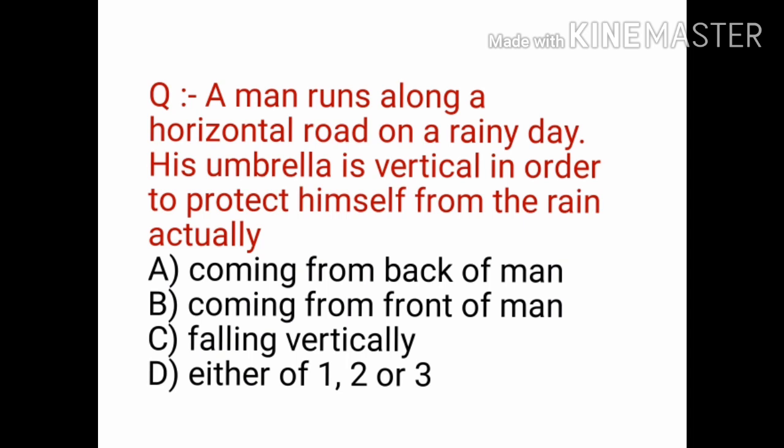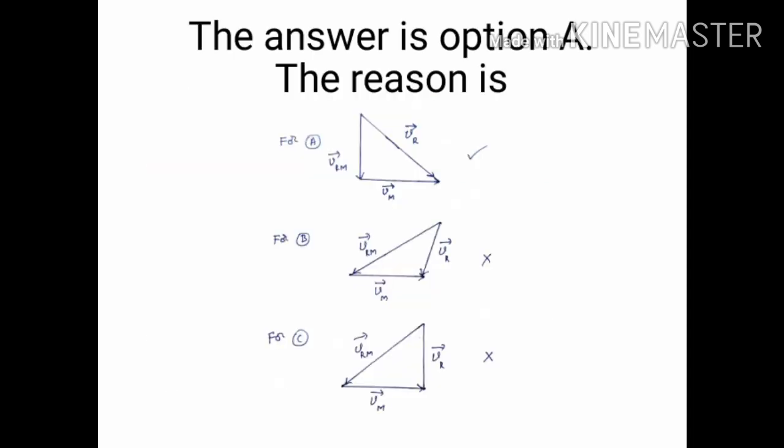To find the correct option, we check all the options, that is A, B and C. In option A, if rain is coming from the back of the man, then the diagram is as shown in figure A. In that case, the final points of VR bar and VM bar coincide, and it is possible to get the velocity of rain with respect to man vertically downwards.